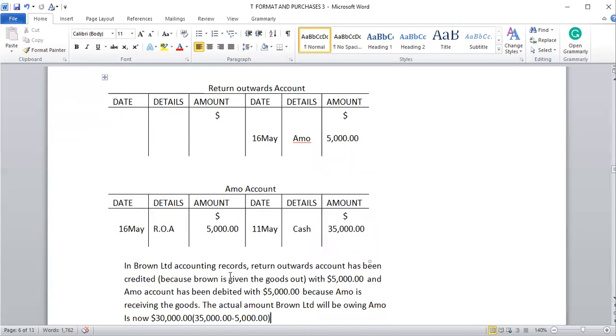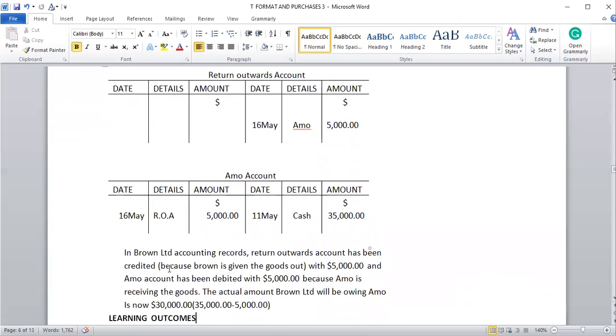So let us see. In Brown Limited's accounting record, the return at loss account has been credited because Brown is giving the goods out to Mr. Amo, with what? $5,000. And the Amo account has been debited with $5,000 because Amo is receiving the goods. The actual amount Brown Limited is now owing Amo is now $30,000. Why? It was $35,000 purchased from Mr. Amo, but $5,000 was returned to him.